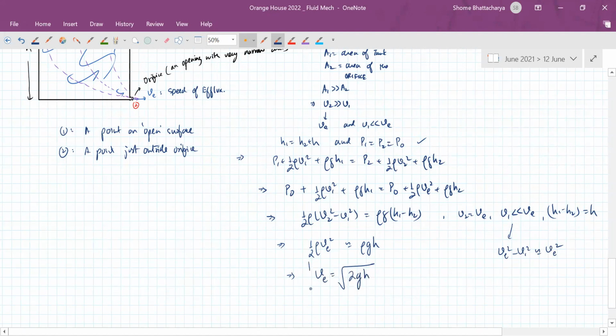So we get an interesting result: the speed of efflux is the same equation that gives us the free fall speed through a height of h. If an object falls freely under gravity through a height of h starting from rest, the speed it will have is the same as the speed of efflux over here. So it's an easy formula to remember on the basis of that.